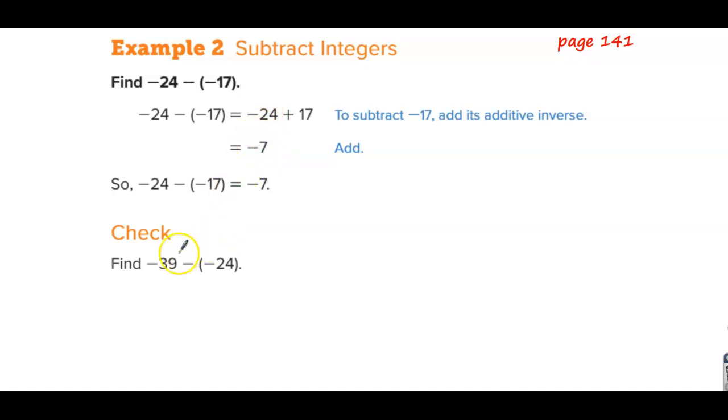Okay? Here's our check. We keep the first number the same, we change subtract to add, and we switch the sign of the second number. Well, because these have different signs, we're going to subtract the smaller one, 24, from the bigger one, 39, which gives us 15. Is it a positive 15 or a negative 15? Well, the bigger number was negative, so 15 is also negative.